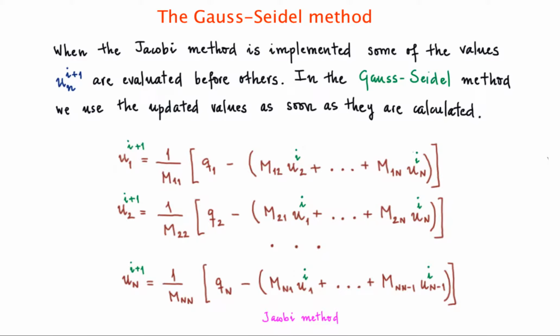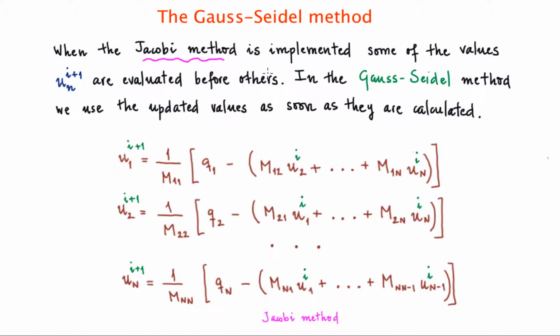Here we're going to see another way to solve the system of equations. And this method is going to be based on the Jacobi method. It's a slight modification of the Jacobi method. The idea is very simple, but at the same time it's effective as well. So the idea is the following.